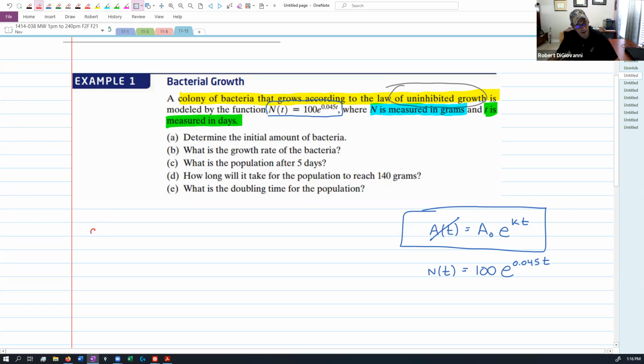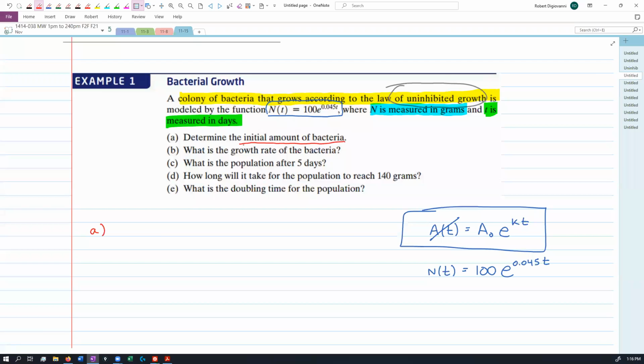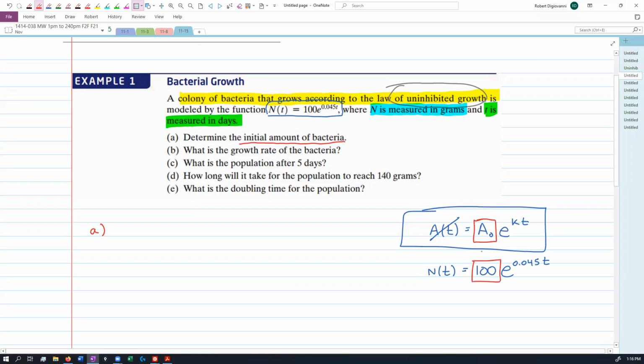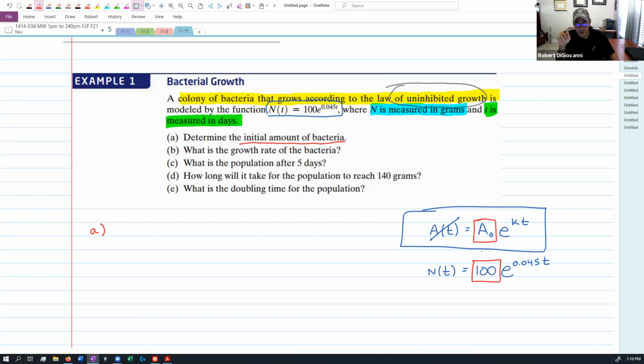The first question, A, is to determine the initial amount of bacteria. So who can tell me how much bacteria we started with? 100. 100, right? That's the number in front. We said that's the initial amount. That matches up with 100. So 100 what? 100 grams, right? That number represents how much of the bacteria we have, and we're measuring that in grams. So the answer would be 100 grams of bacteria to start.